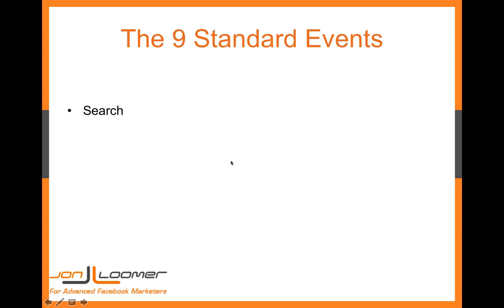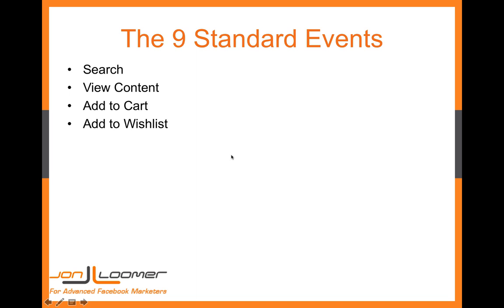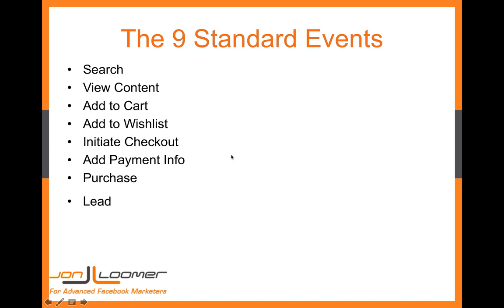So the 9 standard events that Facebook has are search, view content, add to cart, add to wish list, initiate checkout, add payment info, purchase, lead, and complete registration. Essentially, this code would be added to those particular pages or those particular events, dynamic events, whatever they are, to indicate that event happened.